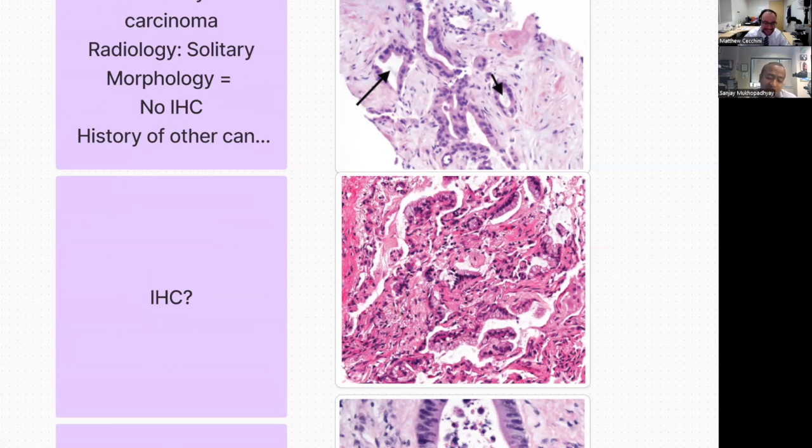Yeah, so here's an interesting little tidbit. I've seen that when people try to do a TTF1 in these cases, most of them are negative, and they often misinterpret them as positive by misinterpreting entrapped lung or a little bit here and there or weak positivity. It's even more useless here than in the non-mucinous one, like you showed before, because most mucinous adenocarcinomas of the lung are TTF1 negative, and in my experience there are only rare exceptions to that rule.